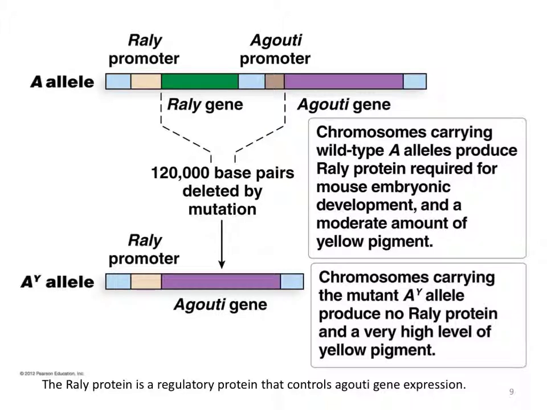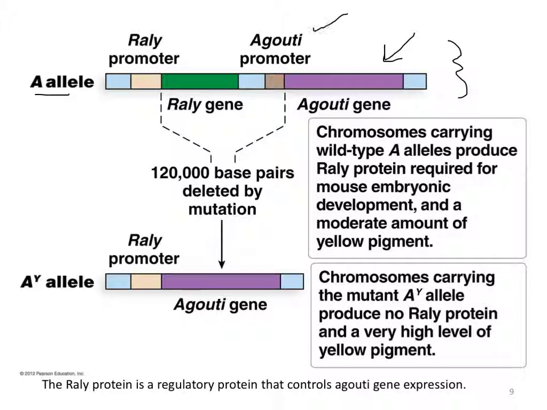The structure of the agouti gene and the mutation event that gave rise to the A superscript Y mutant lethal allele is now well understood. So the gene structure associated with the agouti gene in the wild type, or with the A allele, is shown up here on the top. There's the agouti gene, and it controls the patterning and hair coloring seen on the hair shaft.